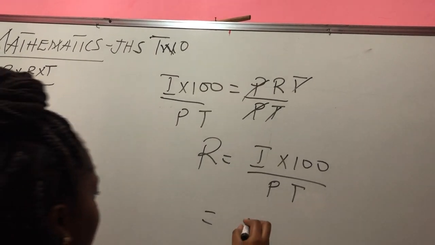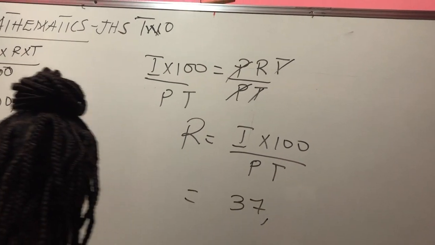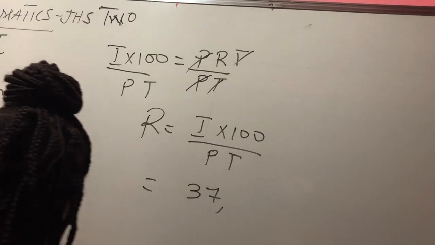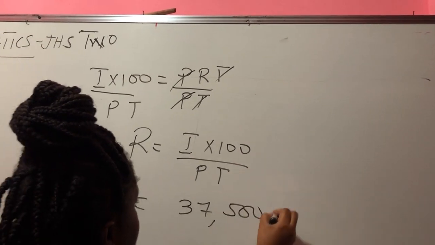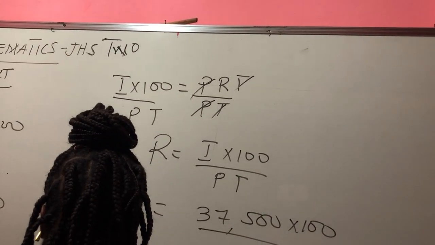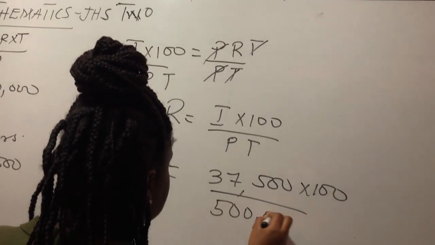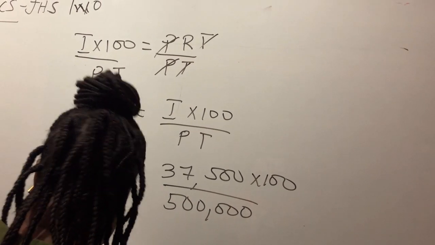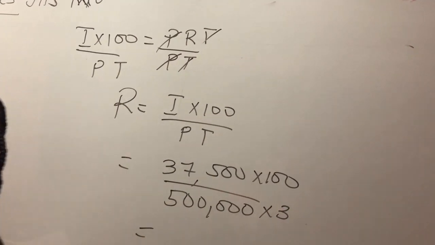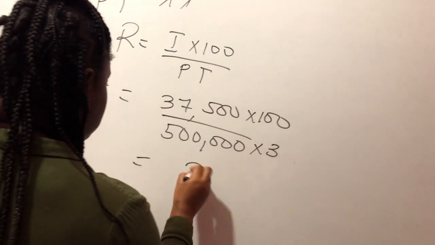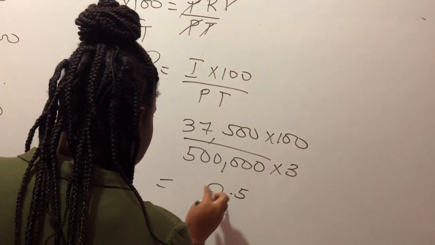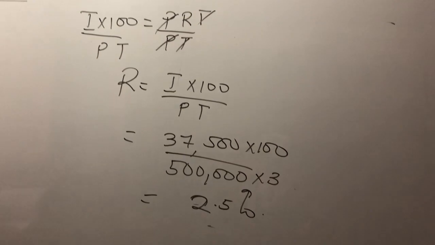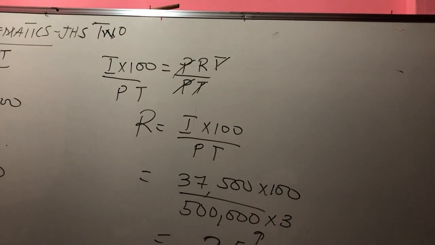Now you start putting in your formula. What is my interest? My interest is 37,500. Then my 100 is constant. Then my principal is what? 500,000. Then my time is what? 3 years. So when you cancel through, my people, your rate is supposed to be 2.5%. So you see, it's as easy as that.